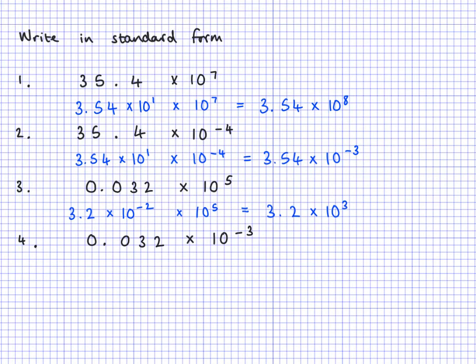And the next one, again, I've got the same number, so it's going to be 3.2 times 10 to the power of negative 2. And then I need to make sure that I get this as well, times 10 to the power of negative 3. Now my answer then it will be 3.2 times 10 to the power of, well, negative 2 add negative 3 is negative 5. So negative 5 here.